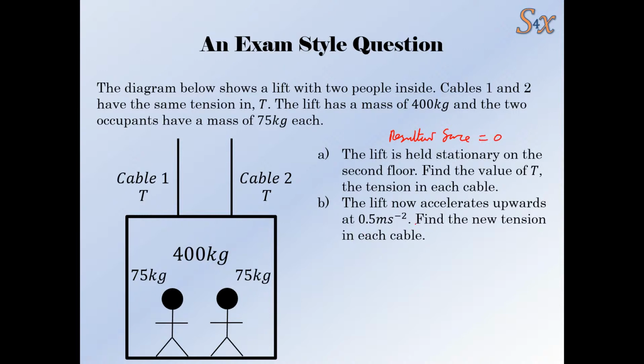For part B, the lift now accelerates upwards. Find the new tension in each cable. For that, we need Newton's second law. We need F equals ma. We know the acceleration. If we figure out the resultant force as well, we know the total mass, and we know the acceleration, we'll be able to form an equation for the tension and solve it.